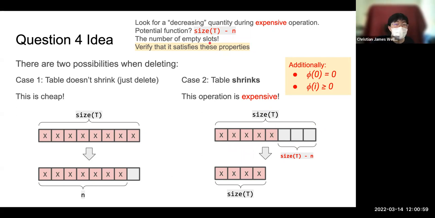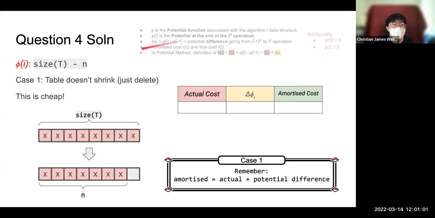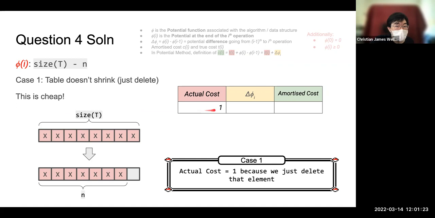So this is defining a new potential function in this manner. Let's now remember that in the potential method, the amortized cost is the actual cost plus the potential difference. Let's now analyze the two cases. What's the cost of deletion in the two cases? In the first case, the table doesn't shrink, so this is cheap, we just delete. So the actual cost is just deleting one element.